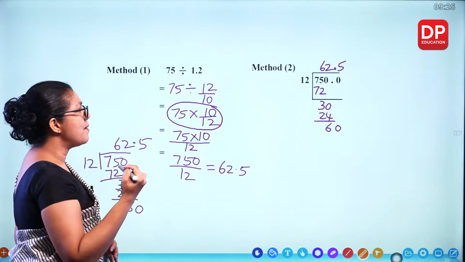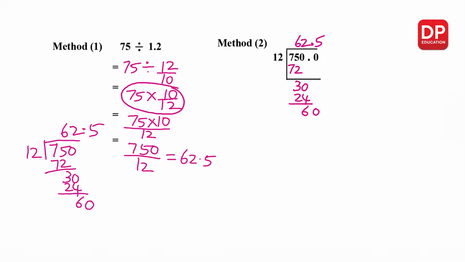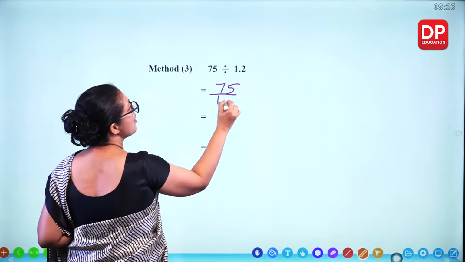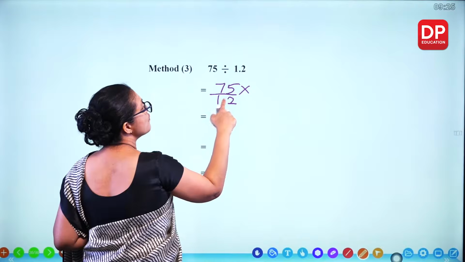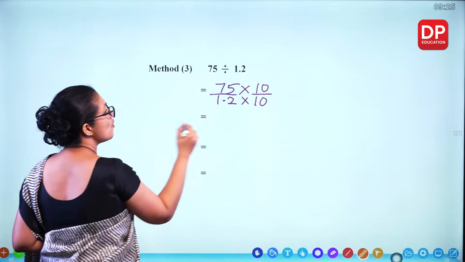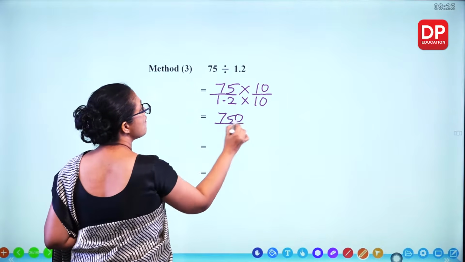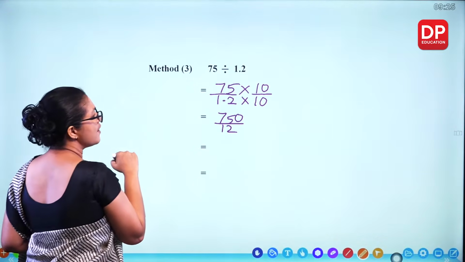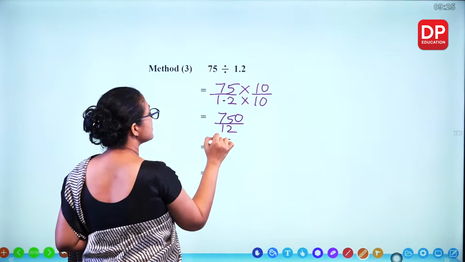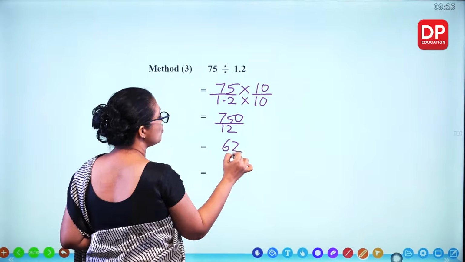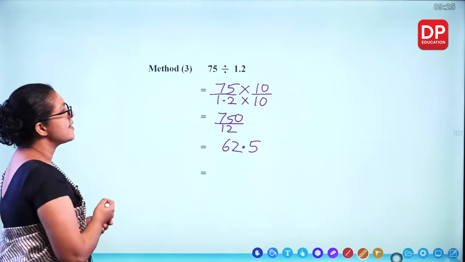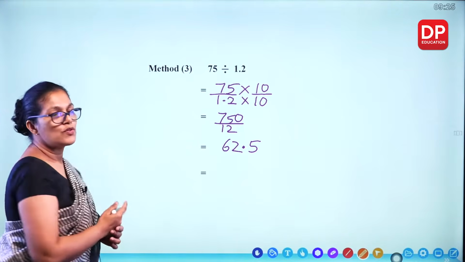Now we'll use the other method to find out the answer. Just write like this, 1.2, and get rid of this decimal point. Multiply by 10, both the numerator and the denominator. 750 divided by 12, 12 times 6, 72. For 30, that's 2, and 6 remaining. For 60, that's 5. So you get the same answer when you do it this way as well.